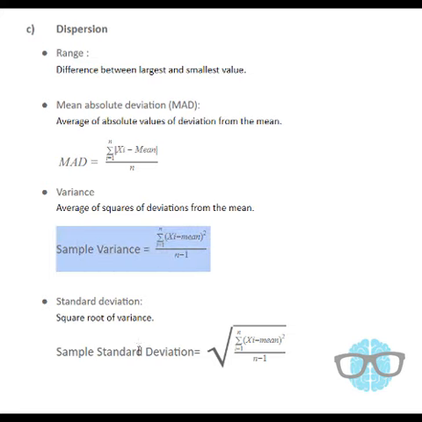In case of standard deviation, it's even simpler. We first calculate the variance and just take the square root of it. That gives you the sample standard deviation. That's it.